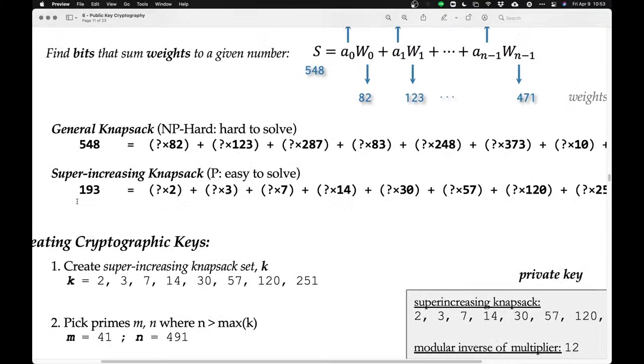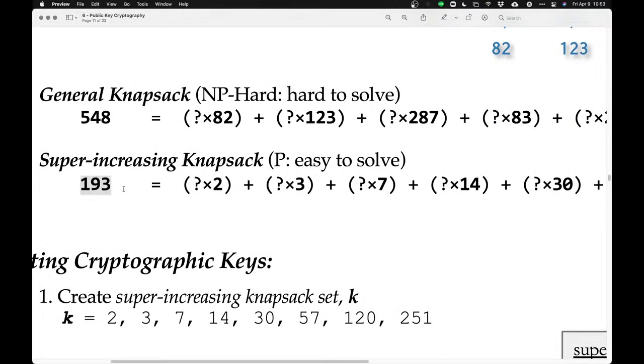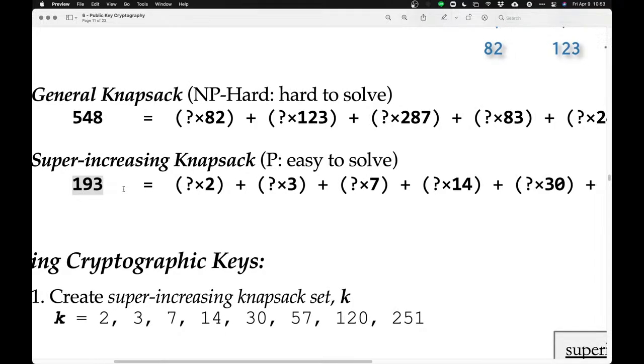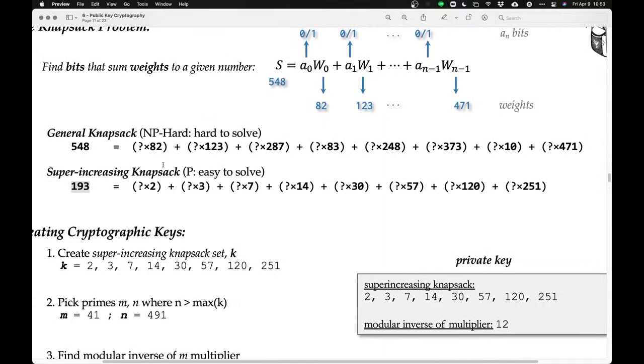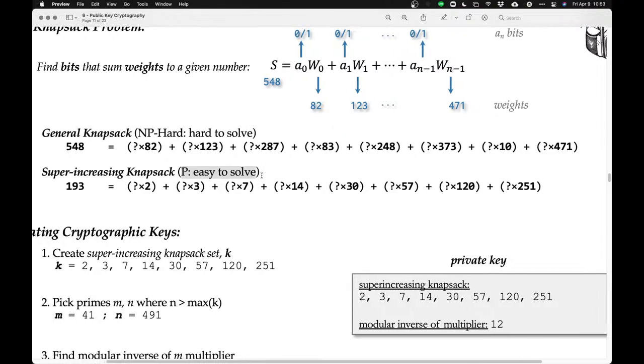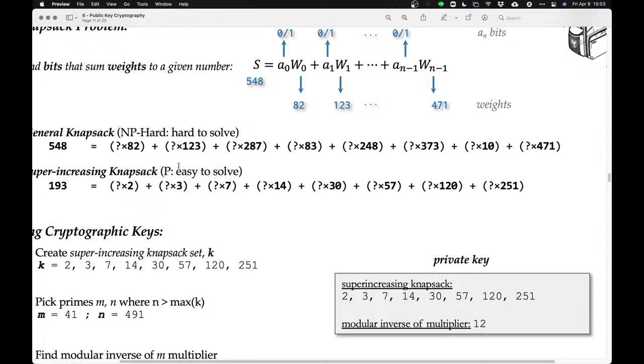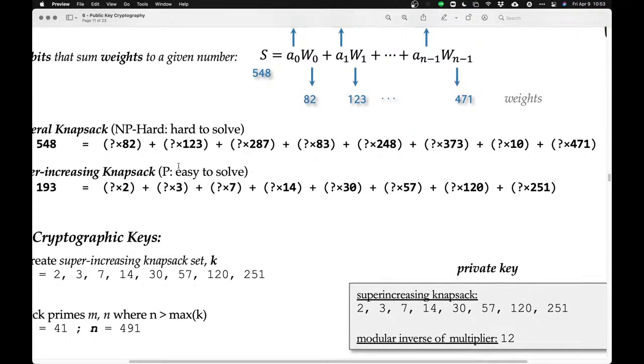However, take a look at this game. This is another backpack game, this time the number 193. This one I'm claiming is P. It's easy to solve. Would anybody like to try to solve it? Take a minute. How would you begin? Where would you begin? Think about that and try to solve it. I'll bet you can solve it. Let's do it together. Anybody want to tell me where they would begin?